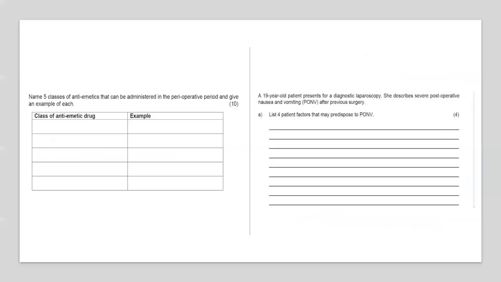A couple of questions that I encountered in past papers when I was prepping for this topic were: name the 5 classes of antiemetics that can be administered in the perioperative period and give an example of each class. We'll revisit these questions at the end. And then you're given a scenario, and they ask you to list 4 patient factors that may predispose the patient to postoperative nausea and vomiting.